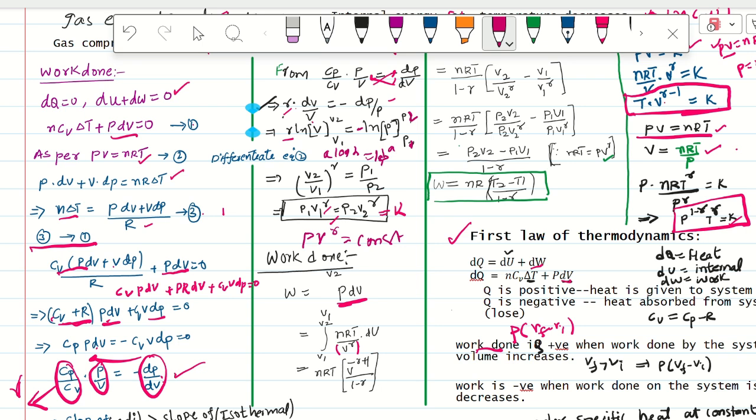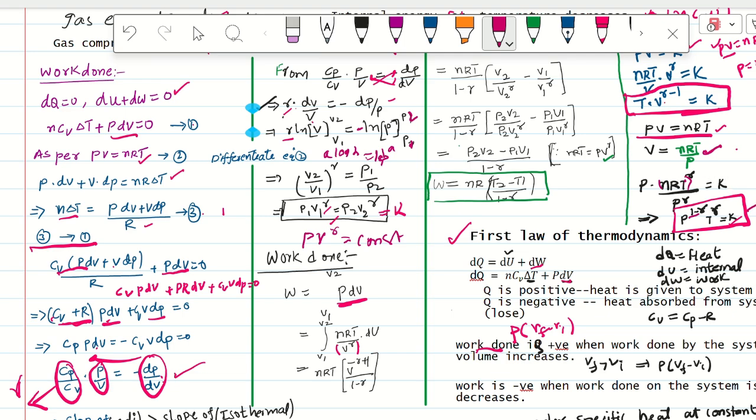So now change this from PV into PT, because you have to eliminate V. V equals nRT by P. Now P into V power gamma becomes P into nRT power gamma by P power gamma, which is nRT whole power gamma by P power gamma, equal to K. Since nR is a constant value, therefore P power 1 minus gamma and T power gamma is equal to K.